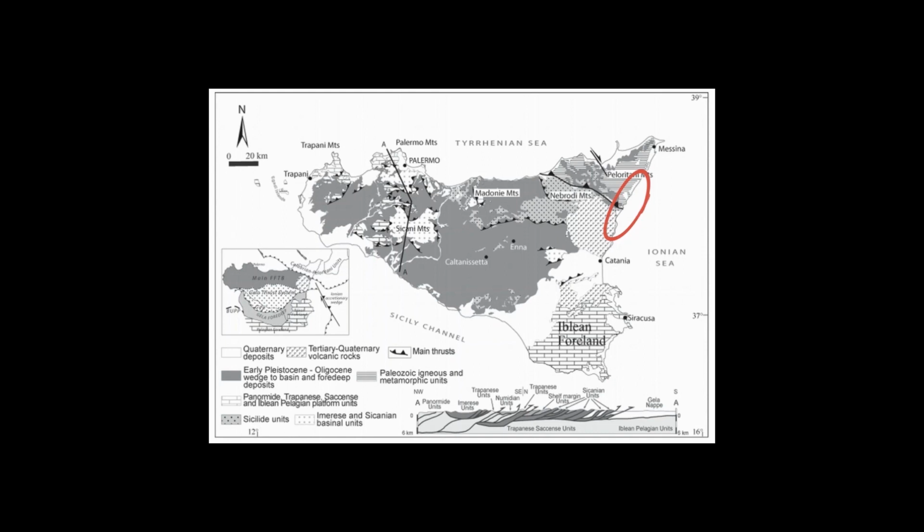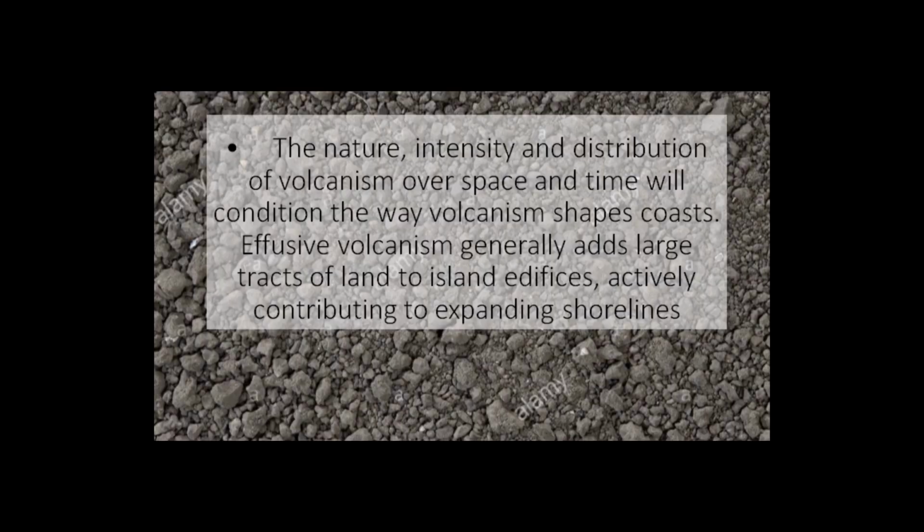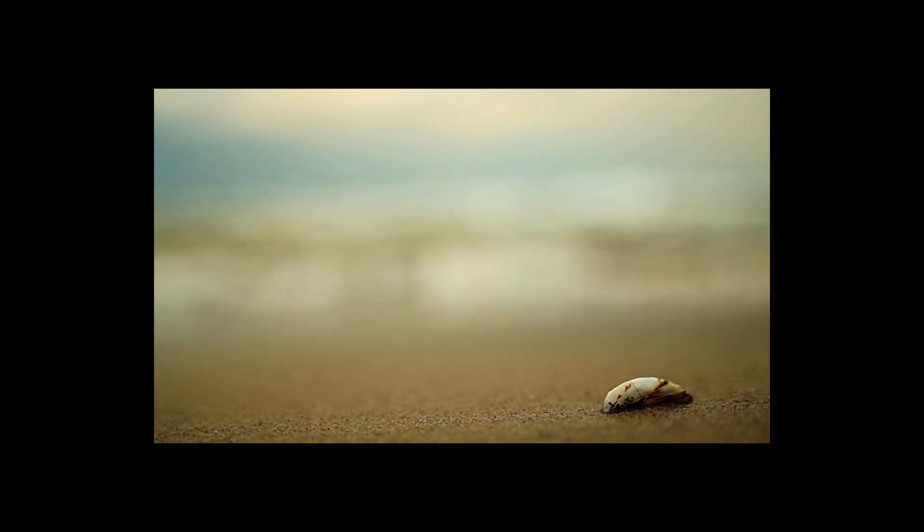Volcanism is the foremost agent of insular growth and one that changes coastal outlines very rapidly and dramatically. The nature, intensity, and distribution of volcanism over space and time will condition the way volcanism shapes coasts. Effusive volcanism generally adds large tracts of land to island edifices, actively contributing to expanding shorelines. Paradoxically, explosive volcanism can simultaneously build and destroy coastal landscapes and contribute significantly to sediment production.